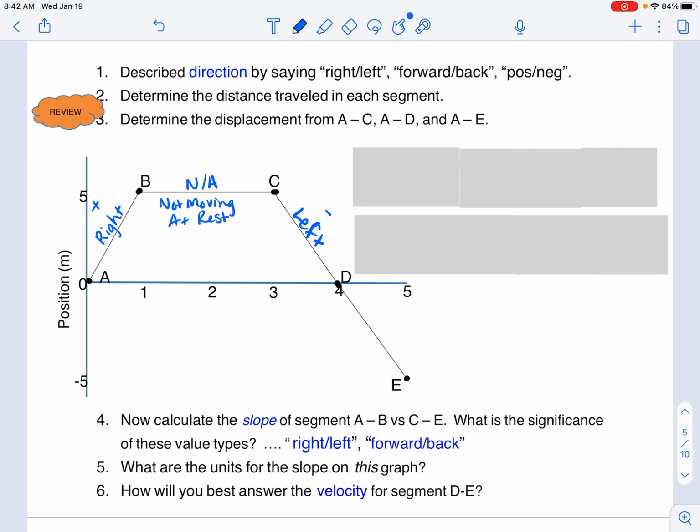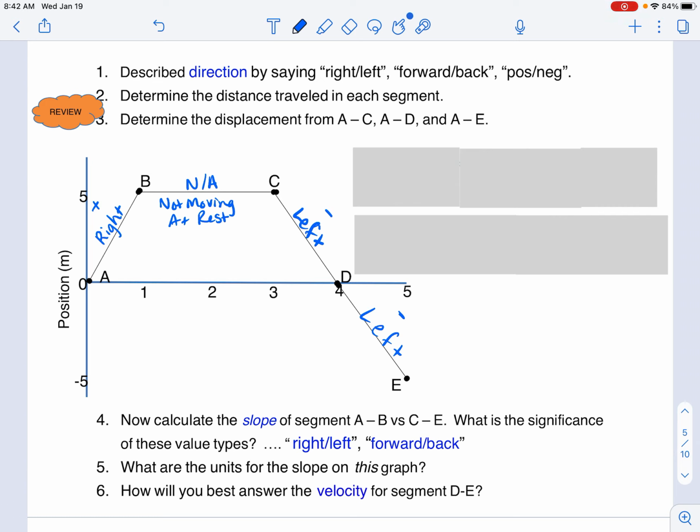If we were in math class, we would evaluate this as a negative slope, so this would be motion in the negative direction. And then if we are looking at DE, this is also motion to the left. This would also be a negative slope. Okay, so these are things that hopefully you already feel comfortable with.